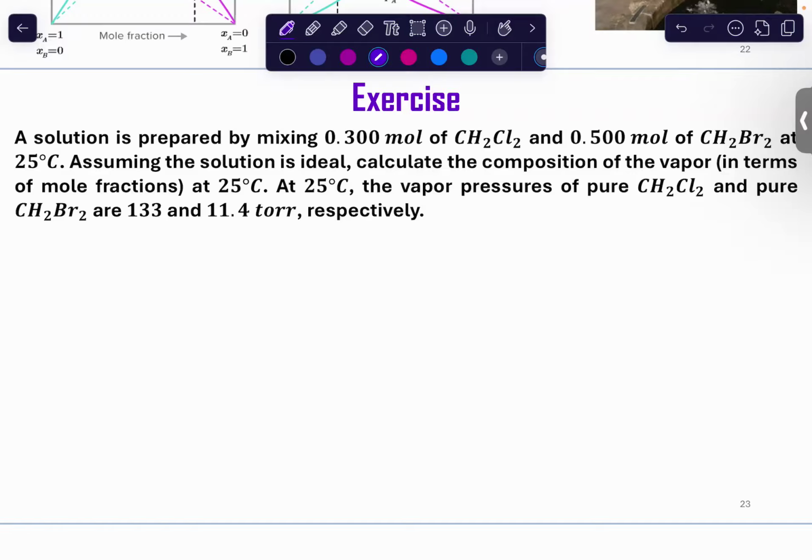So do you guys know the meaning of respectively? Okay, so it means that your dichloromethane will be the 133 and your dibromomethane will be the 11.4.